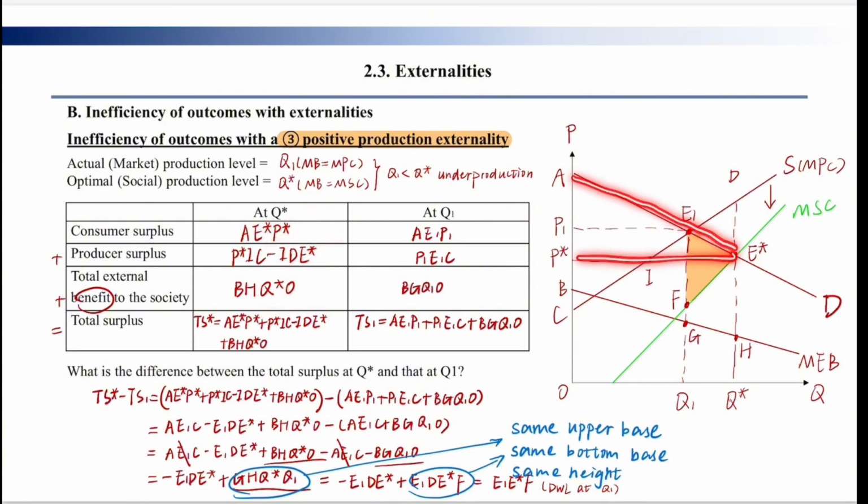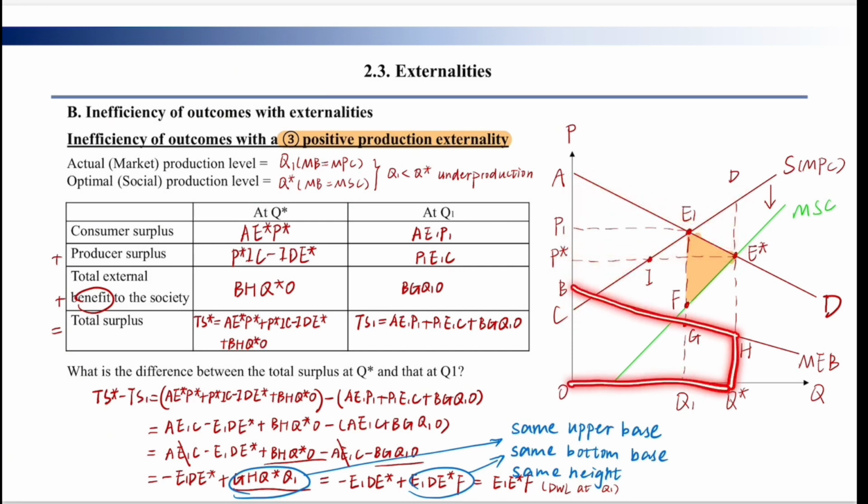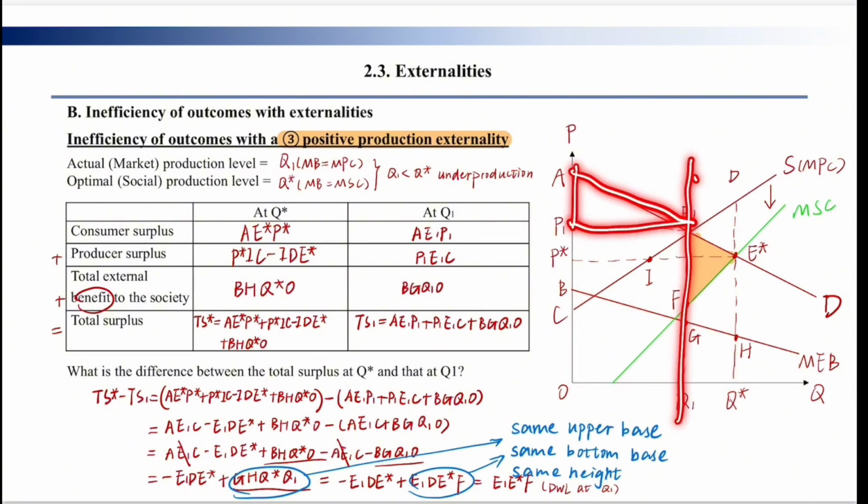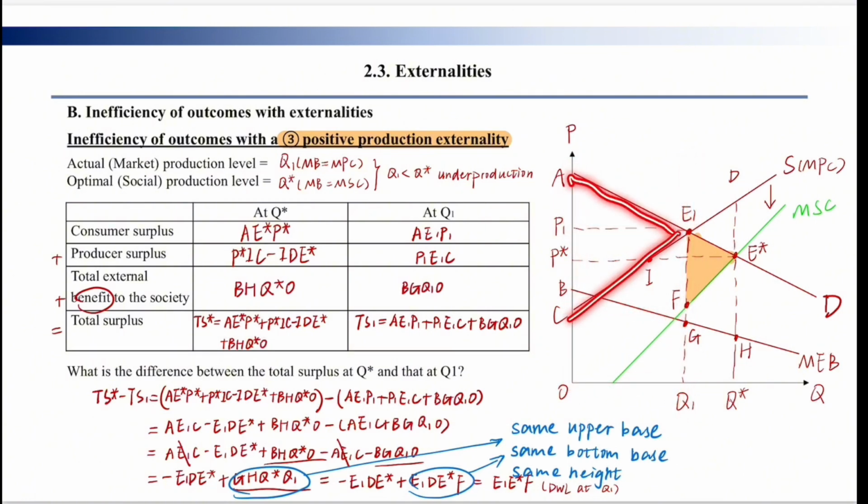This triangle plus this triangle minus this triangle, and plus this trapezoid. And at Q1 level, the consumer surplus is this triangle and producer surplus is this triangle. Total external benefit to the society is this trapezoid. Okay, we can add them together, it is this big triangle plus this trapezoid.